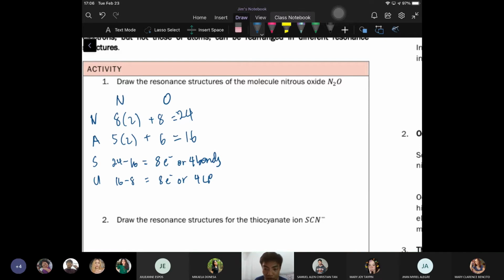Di isa lang yung itsura ng molecule na magagawa natin dito. NNO lang. Hindi pwedeng NON kasi if NON yung gagawin nyo, oxygen will be the central atom. Remember, oxygen is terminal atom as always. So hindi pwede yan. NNO lang yung possible na configuration natin dito. So let us draw the 4 bonds: 1, 2, 3, 4.